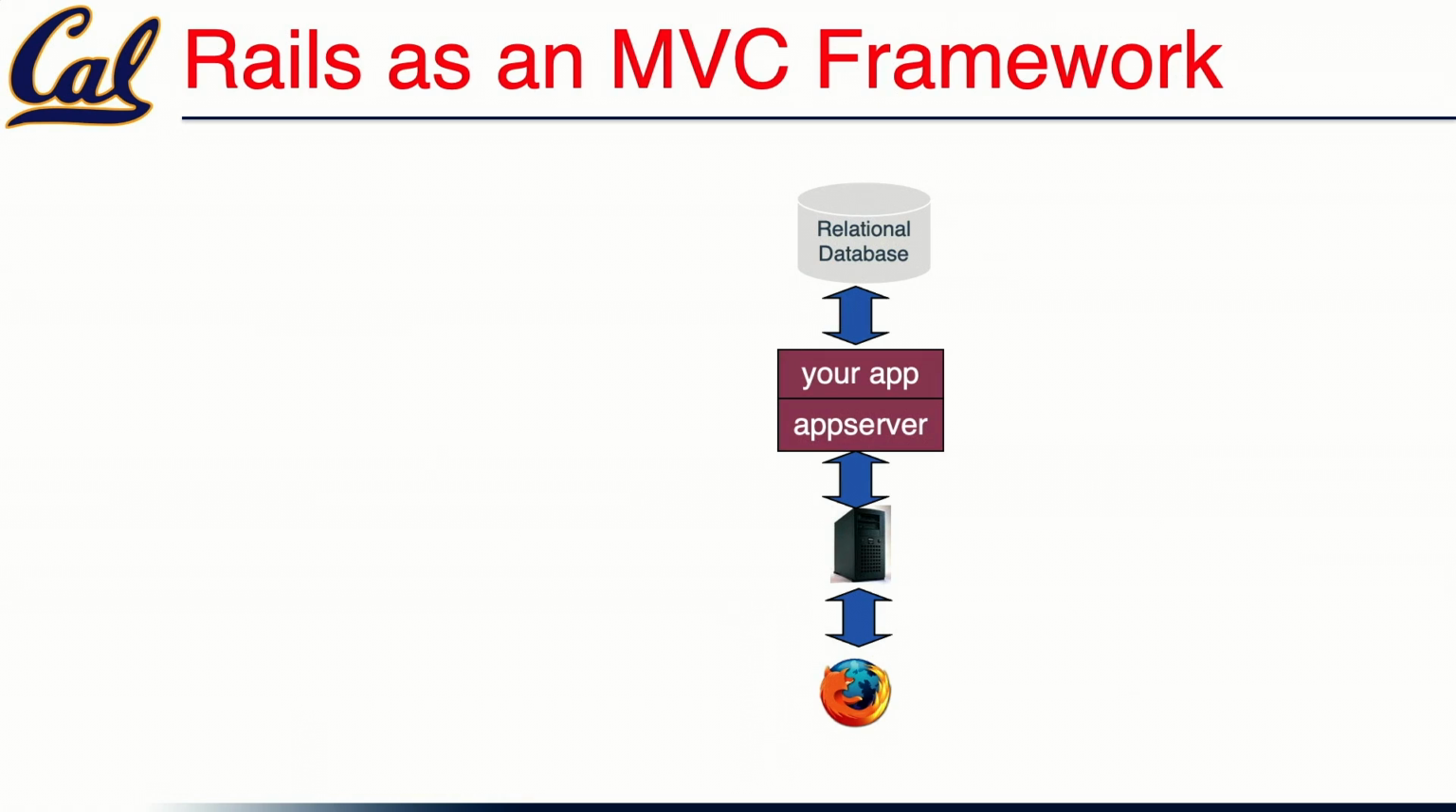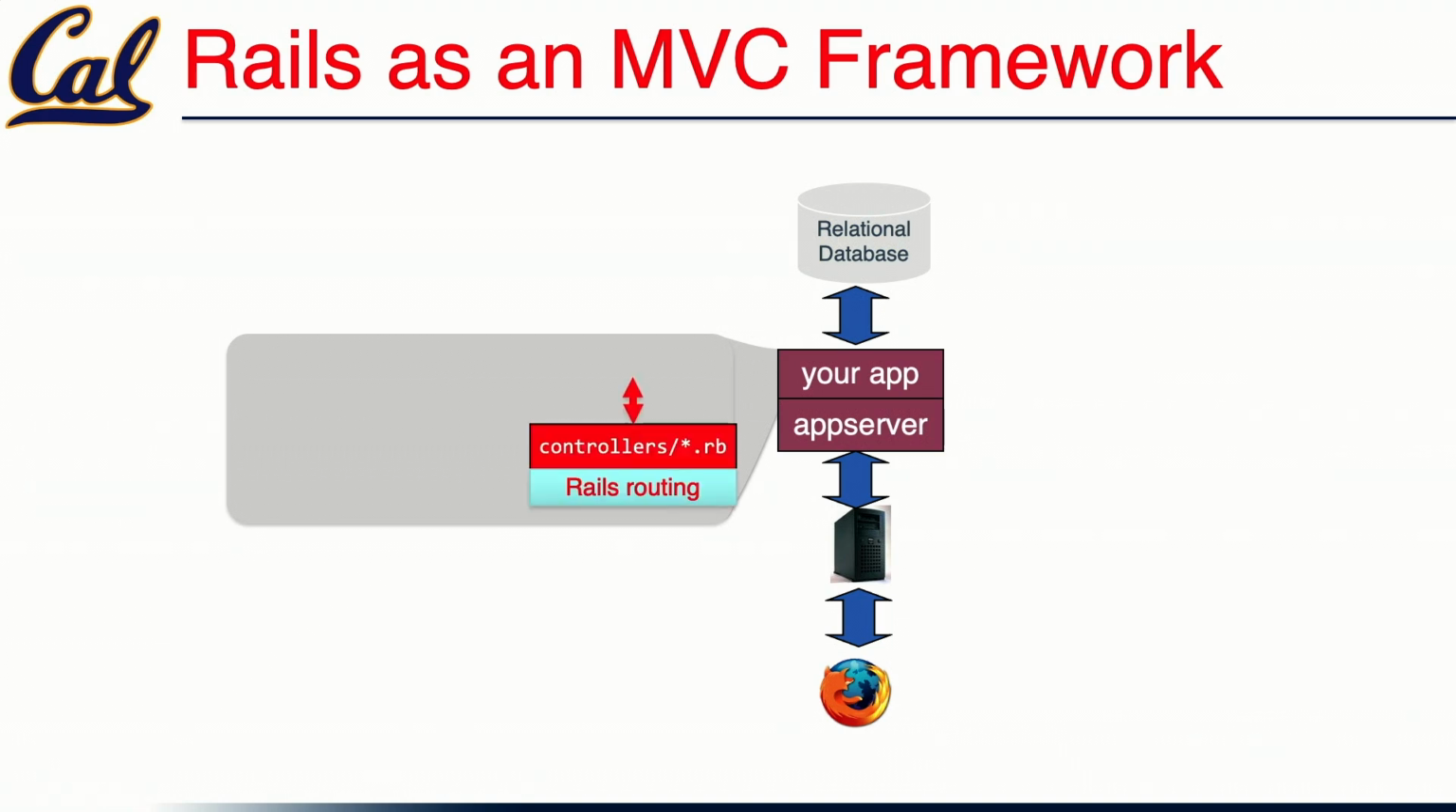If we put that together and ask what it means to say that Rails is an MVC framework, here's our typical communication stack with the user's browser at the bottom, some HTTP servers, an app server that's connected to your app, and a database for storage. So if we look inside the app box, connecting this to the files that are actually created when you start a new Rails app, there's a set of controllers, and they're located in a directory with that name.